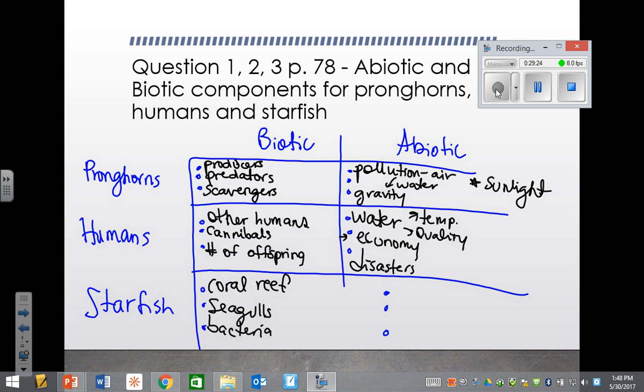Let's talk about disasters. Something like a forest fire or a tornado or a hurricane or a tsunami, all of those would be abiotic factors affecting human survival.